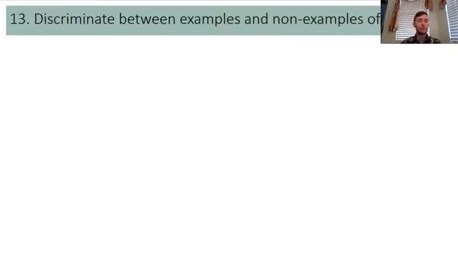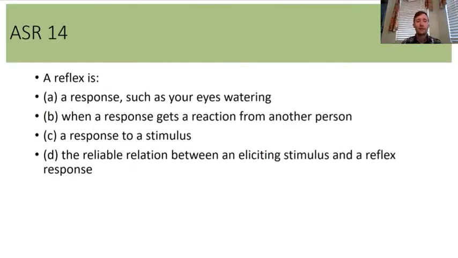Objective 13, discriminate between examples and non-examples of reflexes. We're going to go through some ASRs. ASR 14, a reflex is A, a response, such as your eyes watering, B, when a response gets a reaction from another person, C, a response to a stimulus, or D, the reliable relation between an eliciting stimulus and a reflex response.